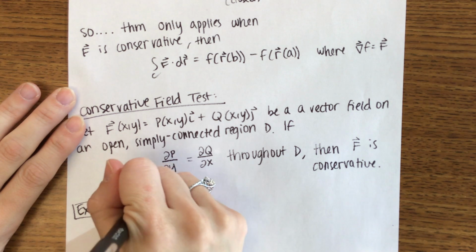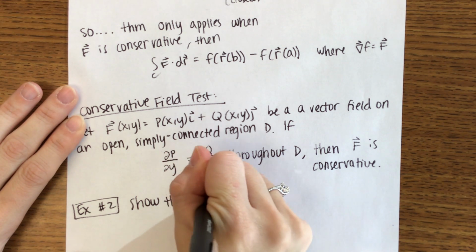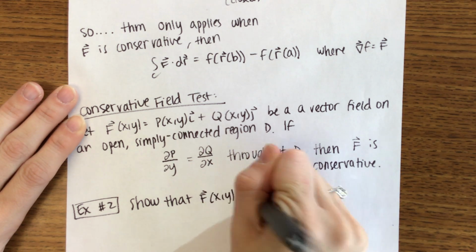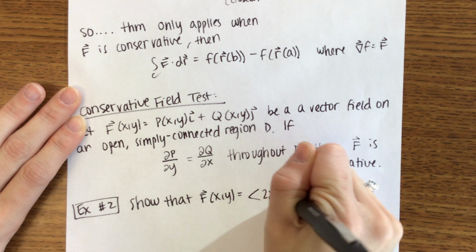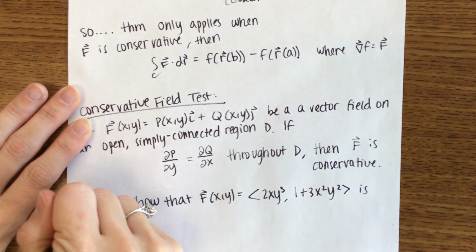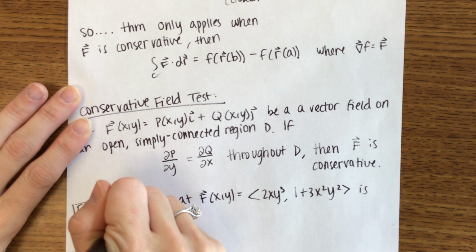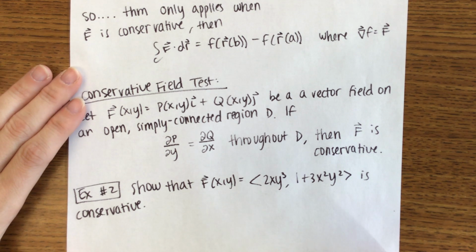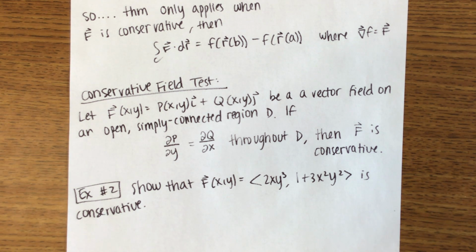Okay, so we're going to use this real quick. We are going to show that big F, which is equal to 2xy cubed, comma, 1 plus 3x squared y squared, is conservative. Before we use the conservative field test, I want to know how we would have done this before. Any ideas? Like 10 minutes ago, how would you have shown that this is a conservative vector field? Conservative vector field meaning it has a potential function.